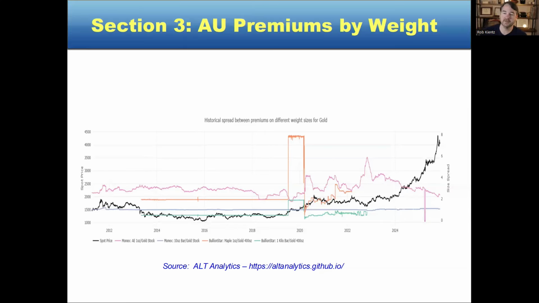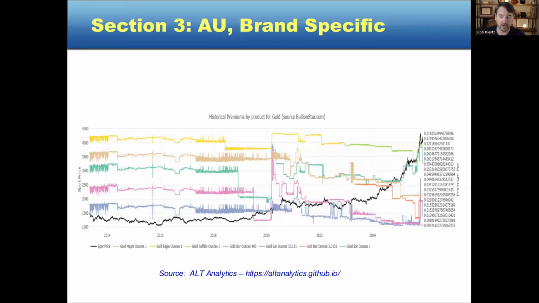Now we're getting into an even better chart, and it's a busier chart, but the black line is spot price, and that just basically says as gold price goes up, you can see you still have different premium rates. But what I want you to see is you've got gold maples, and you've got gold eagle ounces, the most popular coin of the land, in yellow. The green one is gold buffalo, which you'll see starting in 2022. The pink is gold bar ounces, 400-ounce bar. The blue is gold bar ounces, 32 ounce, and the gold bar ounces, 3-ounce bars, in orange, and then a green 1 ounce.